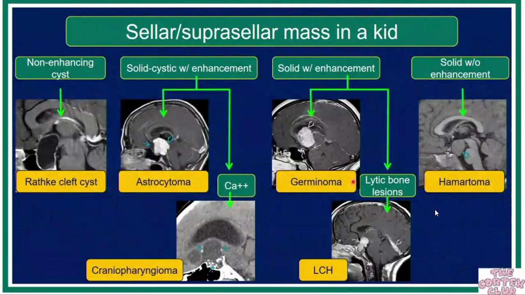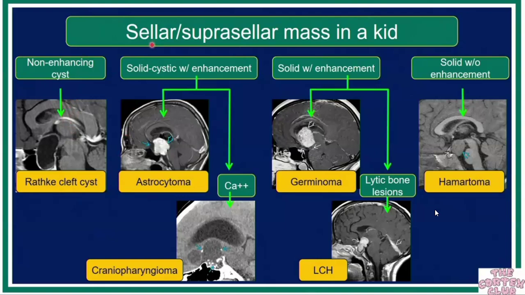Does it have calcification or not? So here is sort of a differential of a sellar or suprasellar lesion in a child. So this is a kid, and if we see a non-enhancing cystic lesion in the sellar that absolutely does not enhance, I think of a Rathke's cleft cyst.